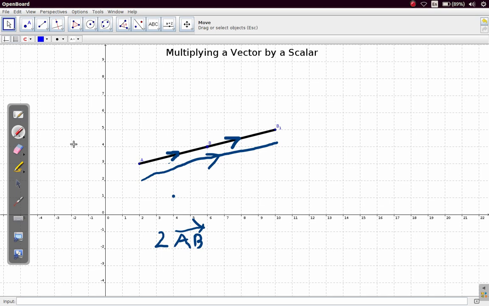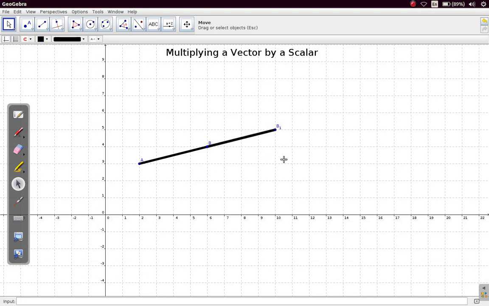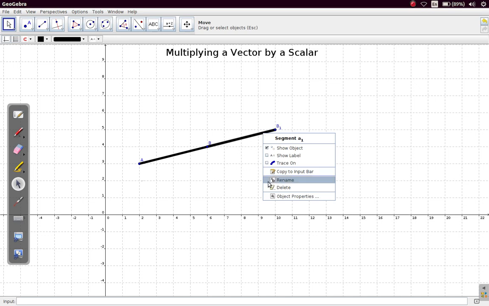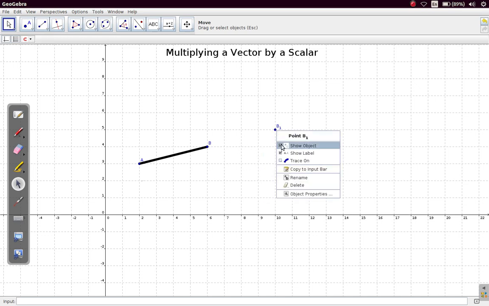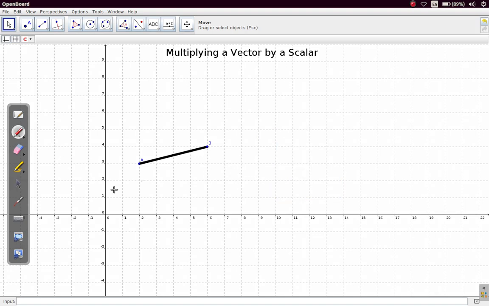Now, let's look at this. Suppose I erase all of this, right? And let me select vector AB. Well, vector A1, B1. And in that case, it was the second vector that I had. And let's multiply vector AB by 1. AB multiplied by 1. That's 1AB. What would I get?